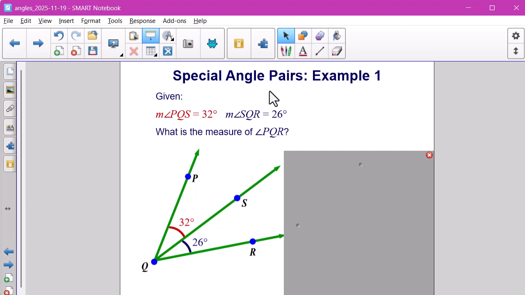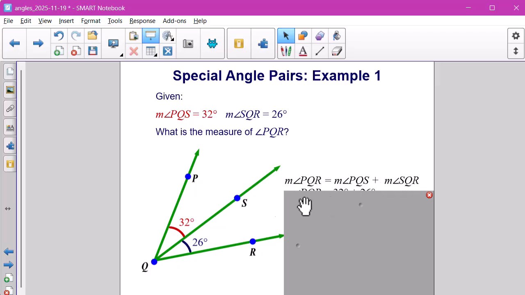Let's try working through this example. We are given that the measure of angle PQS is 32 degrees and the measure of angle SQR is 26 degrees. Well, what's the measure of angle PQR? Well, we know by the angle addition postulate if we take the two smaller parts and add them up, we get the whole thing. So that's measure of angle PQR is equal to the measure of angle PQS plus the measure of angle SQR. If we substitute the degrees in, we have 32 plus 26 degrees, so then the measure of angle PQR is 58 degrees.